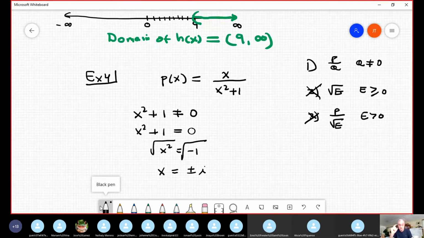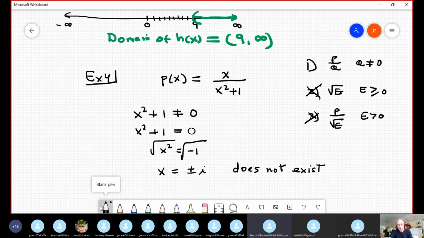So let me repeat something. This is extremely important. When you try to find something in algebra, and you discover that the answer is imaginary or complex, the interpretation is that it does not exist. Or at least it does not exist in the real field. That means you can't find anything for it.